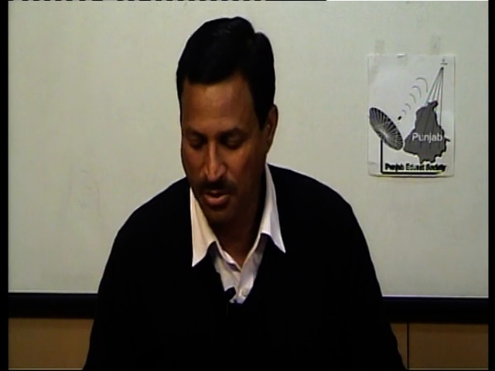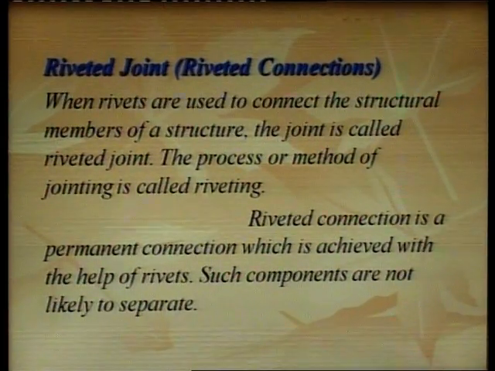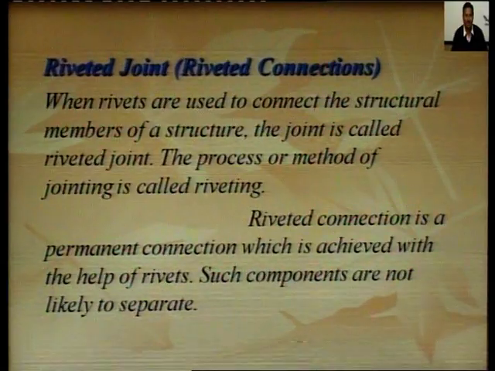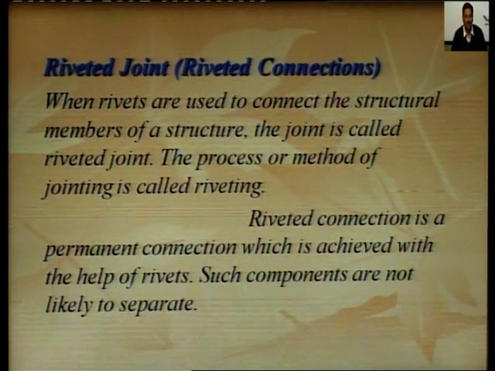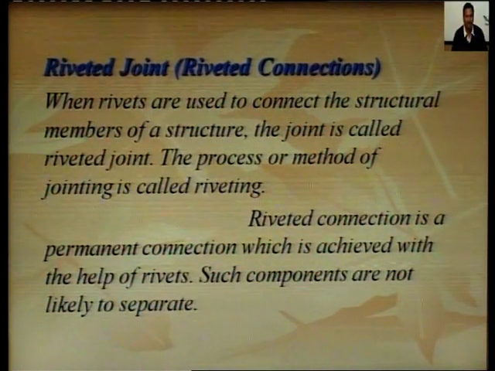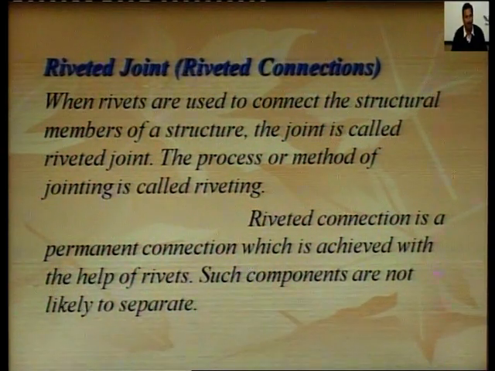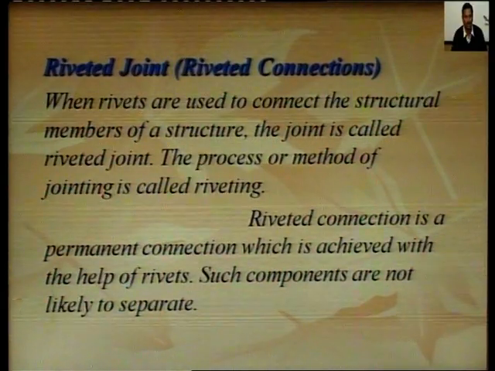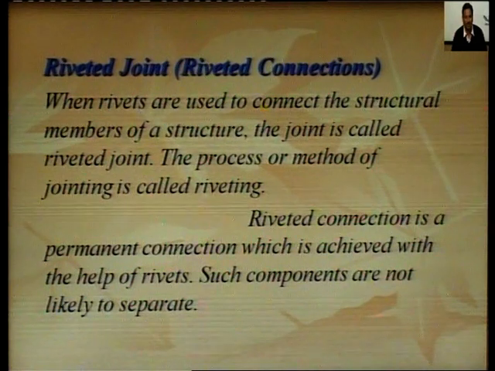So, students, first of all we should know what a riveted connection is, or what is the definition of a riveted connection. When rivets are used to connect the structural members of a structure, the joint is called a riveted joint. The process or method of jointing is called riveting. When two members are joined together by means of rivets, it is known as a riveted joint or riveted connection.